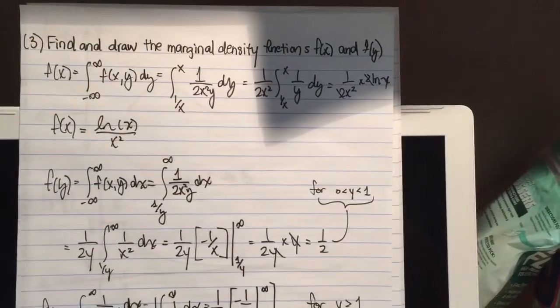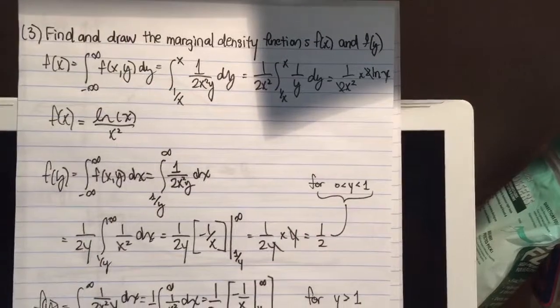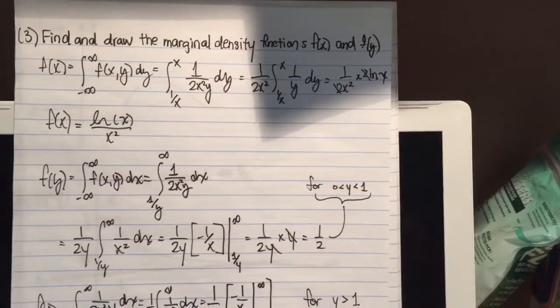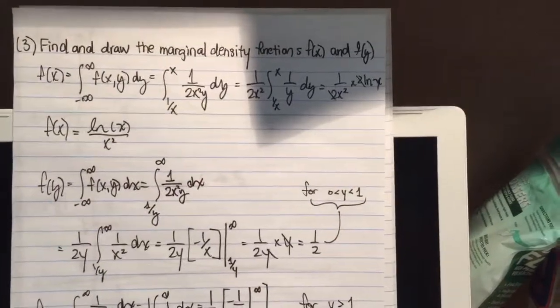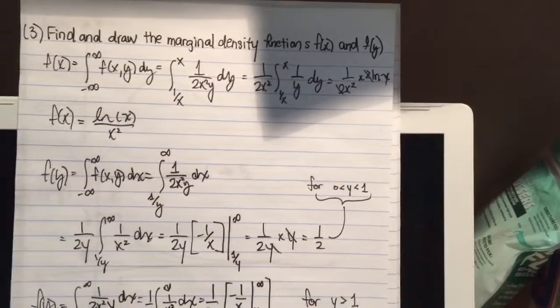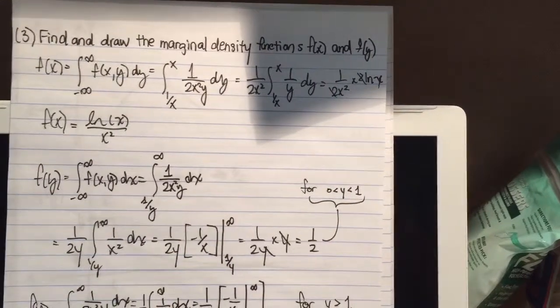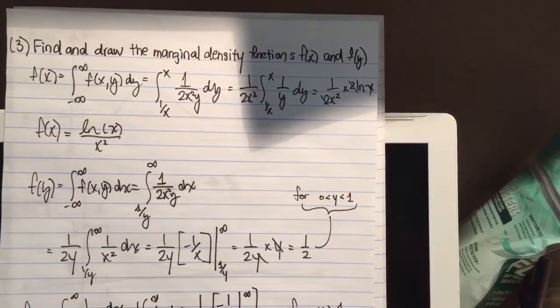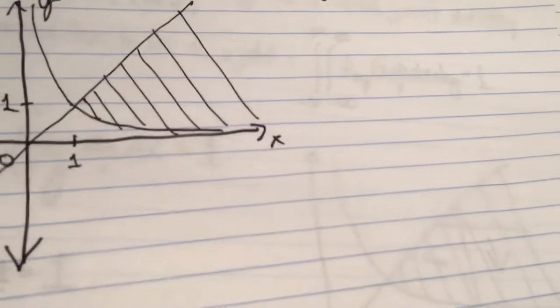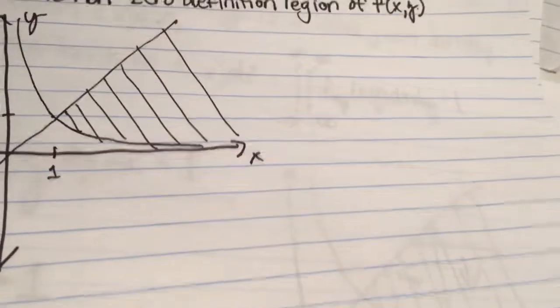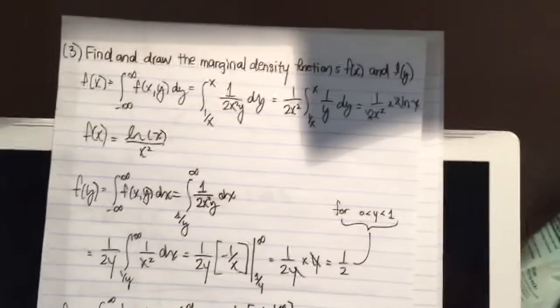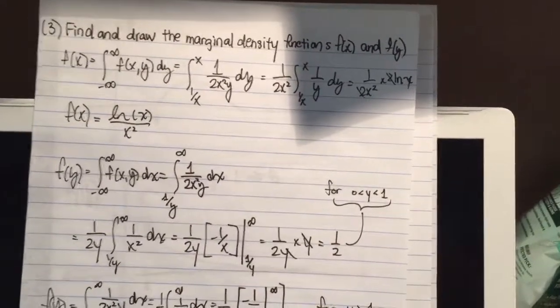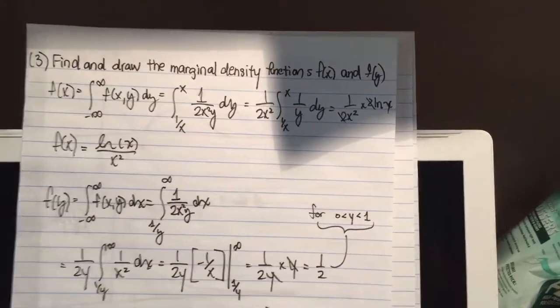Okay, so for the third part, we want to find and draw the marginal density functions of f(x) and f(y). To find the marginal density functions, you basically take the integral. If we find f(x), we take the integral with respect to y, which is what we have here. f(x) equals the integral from negative infinity to infinity of f(x,y) dy, which, again, has bounds 1/x to x because we go back to our original curve right here. The bottom line in the shaded part is 1/x, and the top part is x. So that's why we have bounds like that. We basically just integrate it. We end up with ln(x)/x².